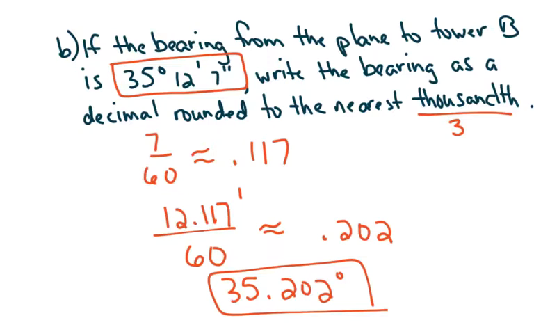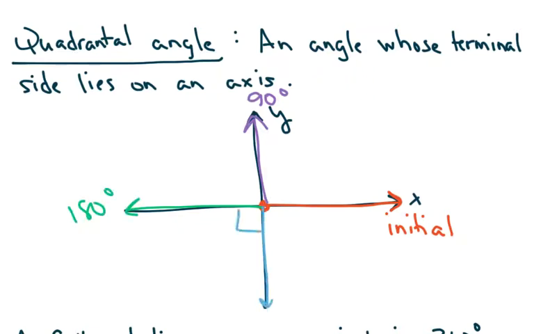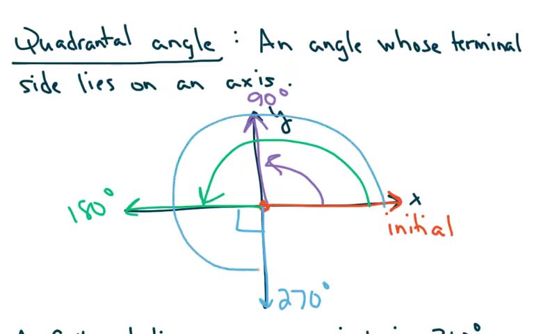When we start with a ray in standard position, when we start with our initial ray on the positive x-axis, if any of our terminal rays end up on an axis, like here at 90 degrees, or here at 180 degrees, or here, if you add another 90, you'll be at 270 degrees, we're going to call that a quadrantal angle. A quadrantal angle is one whose terminal side lies on an axis.